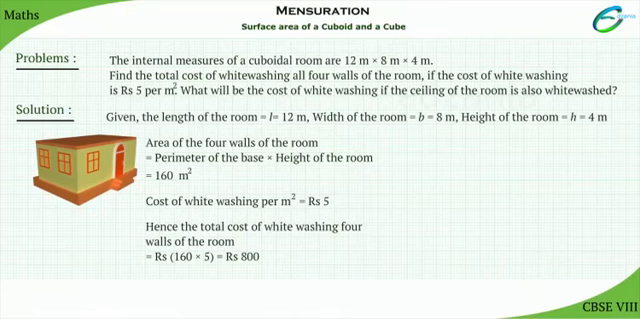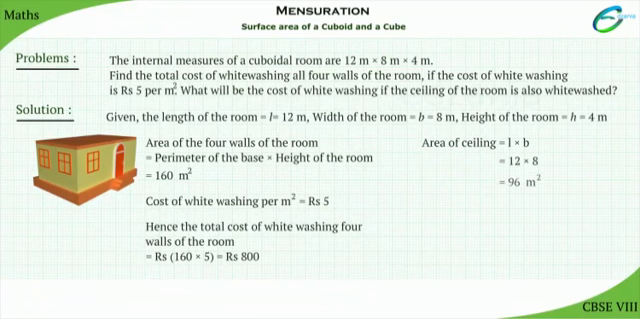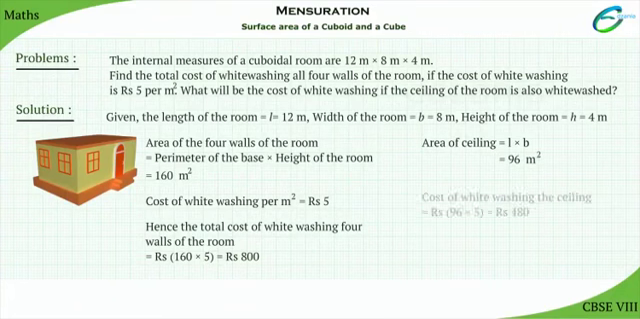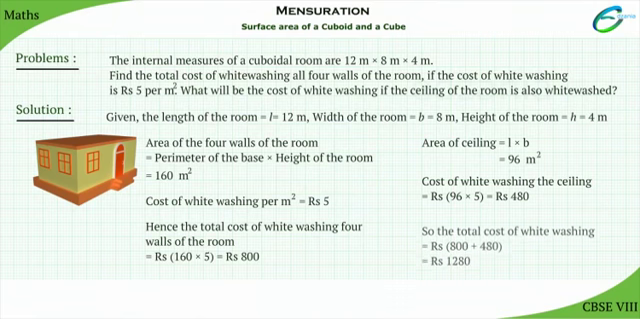Area of the ceiling will be given by the product of length and breadth of the room, which is equal to 96 meters square. Hence, cost of whitewashing the ceiling will be equal to rupees 480. So the total cost of whitewashing is equal to 1,280.